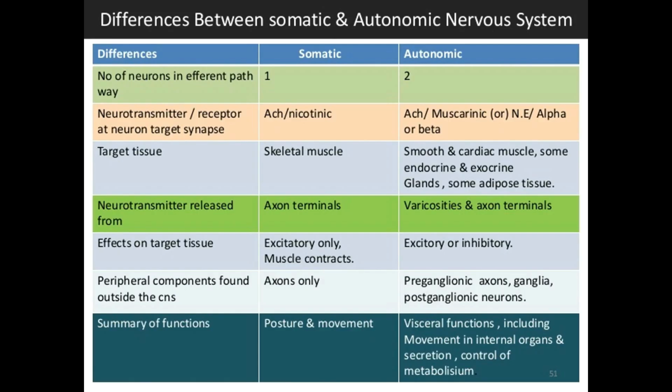And on this slide, some differences between somatic and autonomic nervous system. For example, number of neurons in the efferent pathway. In somatic it is 1, in autonomic it is 2. Neurotransmitter receptor at neuron target synapse. For somatic it is acetylcholine, nicotinic, and autonomic it is acetylcholine, muscarinic, or norepinephrine, alpha or beta. Target tissues. In somatic, it is skeletal muscles. In autonomic, it is smooth and cardiac muscle, some endocrine and exocrine glands, some adipose tissue, and others.